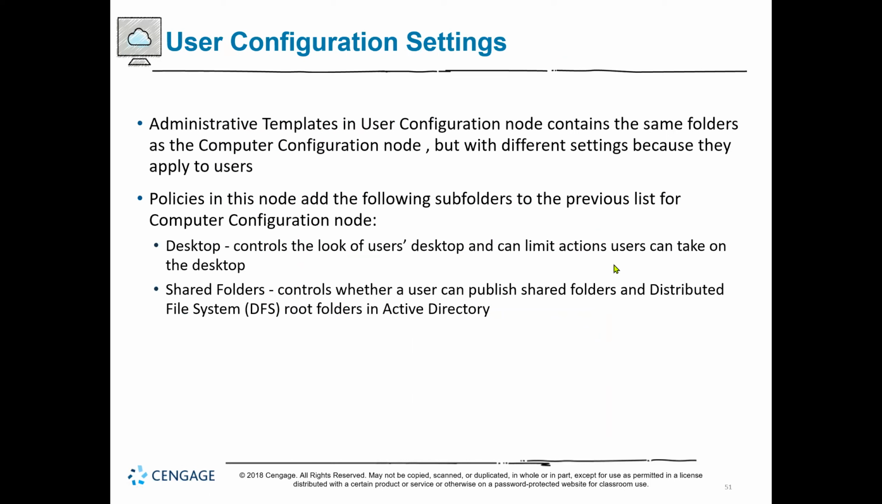User configuration settings. Administrative templates and the user configuration node contain the same folders as the computer configuration node, but with different settings because they apply to users. Policies in this node add the following subfolders to the previous list for the configuration node. Desktop, which controls the look of the user desktop and can limit actions users can take on the desktop. Shared folder controls whether a user can publish shared folders and distributed file system root folders in Active Directory.